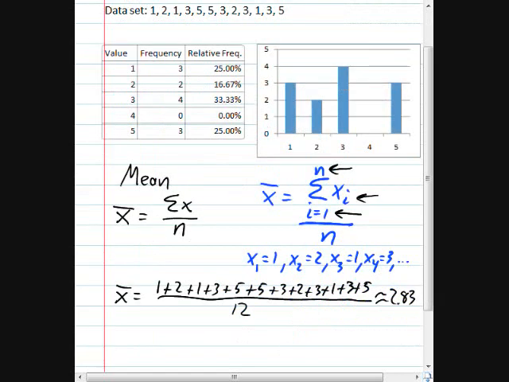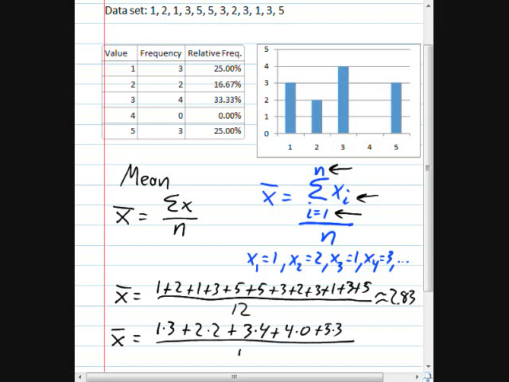Now it turns out with the frequency distribution we could have saved ourselves a bit of work. We could have found the average by noting the following. The number 1 shows up 3 times, plus the number 2, which shows up twice, plus the number 3, which shows up 4 times, plus the number 4, which does not show up, plus the number 5, which shows up 3 times, and then divided that by 12. And again, we would have received the same answer of 2.83 as the mean of this data set. So frequency distribution can save you a lot of time when computing the mean.